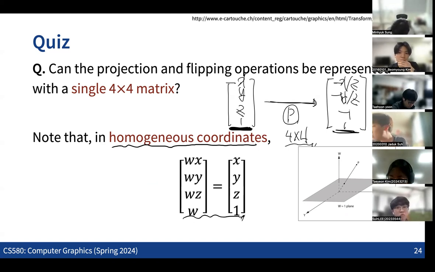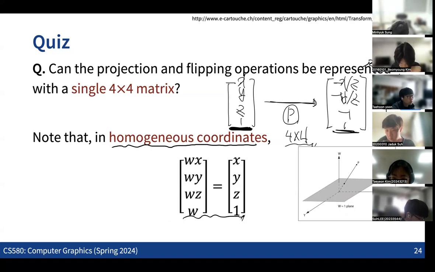A hint is that in the homogeneous system, these are exactly the same. If you multiply all the points by minus z, then we get x, y, z, and minus z. So it is the same as mapping x, y, z, 1 to x, y, z, minus z.